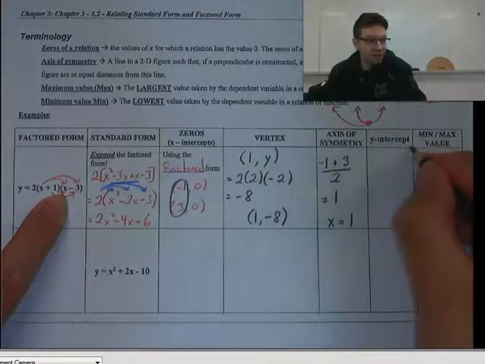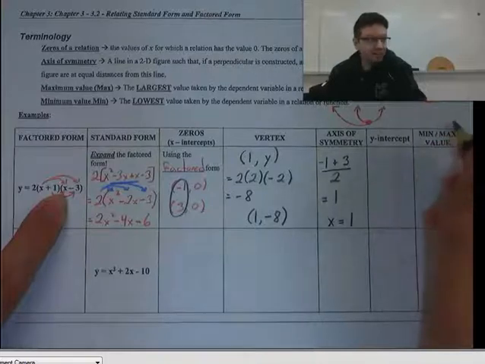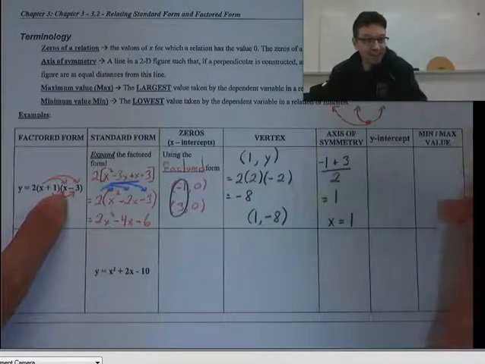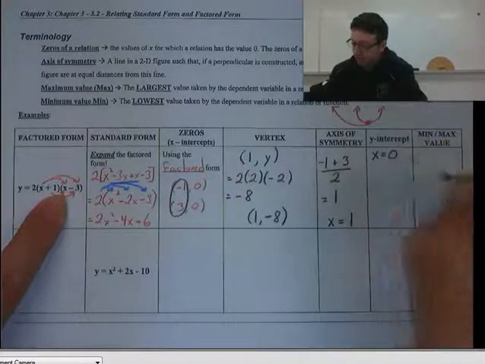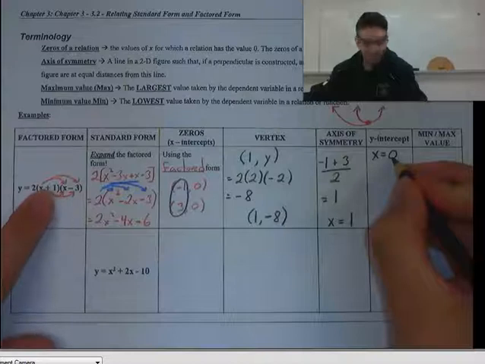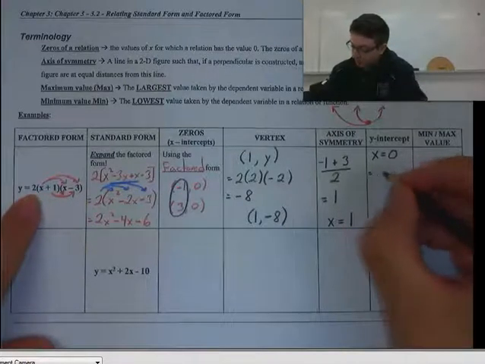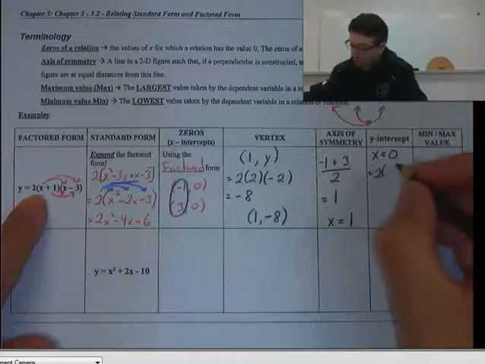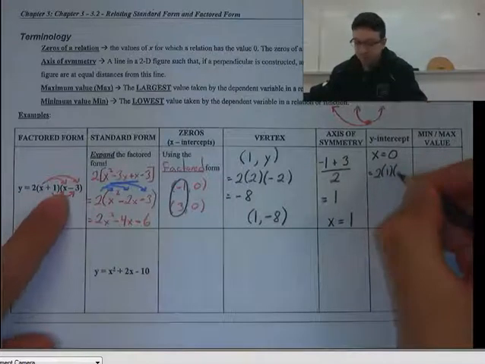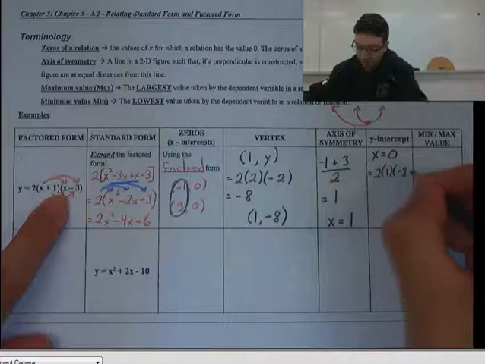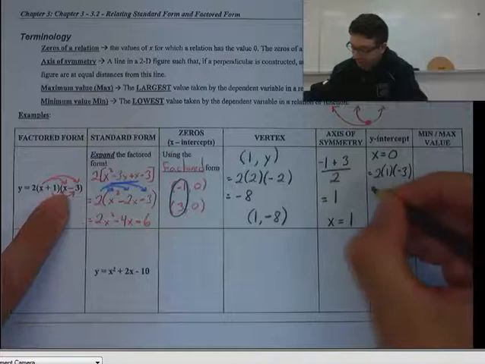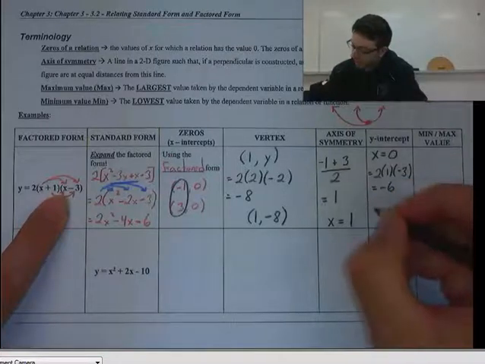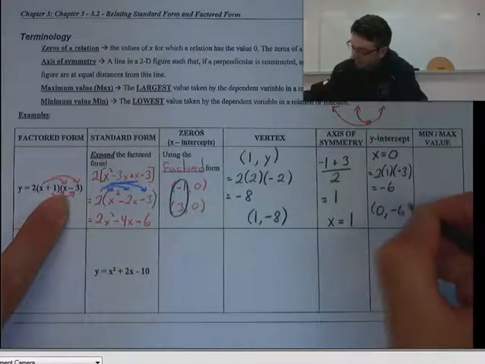To find the y-intercept, on any graph, your function goes through your y-axis at the value x is 0. So now we're just going to sub 0 back into this equation. We have 2 times 0 plus 1 is just 1, times 0 minus 3 is just negative 3. And we get 2 times 1 times negative 3 is negative 6. So our y-intercept is at 0 and negative 6.